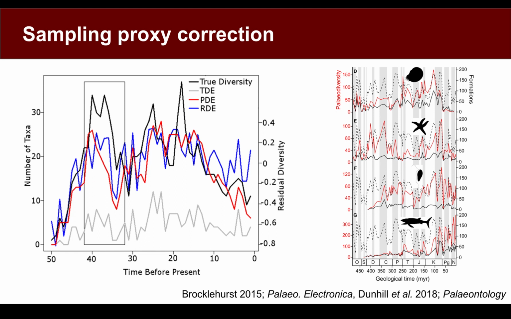On the left here is a paper by Brocklehurst from 2015, and I think it's all simulated data. He considers a bunch of different metrics. The black in here is the true diversity estimate. Then he has the taxic diversity estimate you get after simulating sampling, which is the lower down grey line. But then he has two ways you might correct for that. One is the phylogenetic diversity estimate, the PDE, the red line in here, which is trying to fill in the gaps using a phylogeny. And then the blue is the residual diversity estimate. You can go and read that paper for more details.